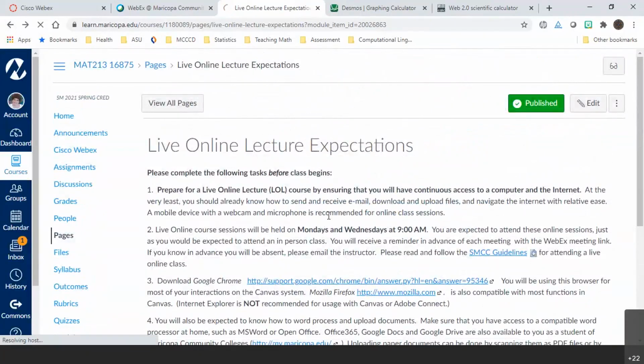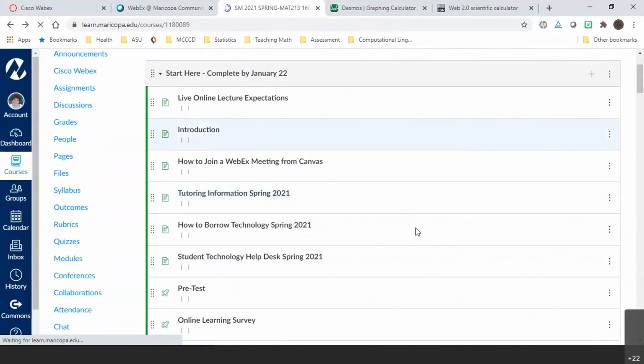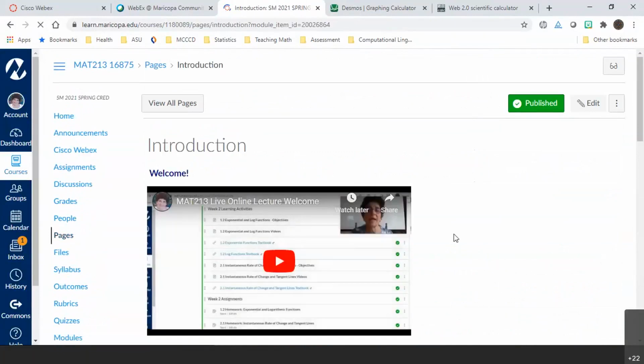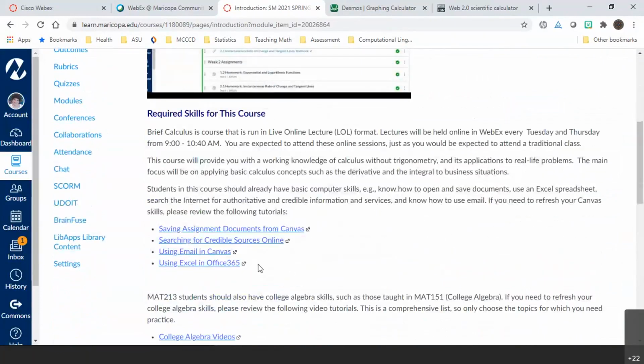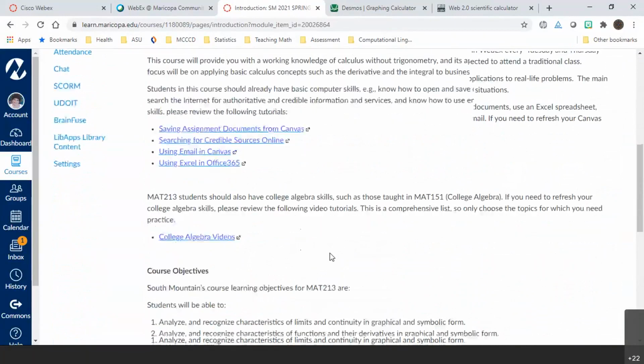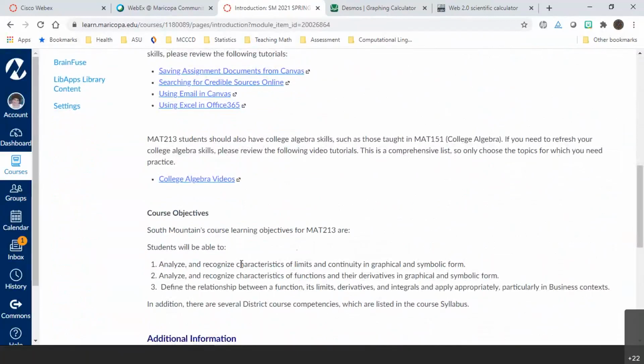Okay, so this tells you how to prepare and basically what technology you need to have working. There's an introduction, and that tells you there's a little video where I walk you through the course. It tells you what the required skills are, and it also has a college algebra video playlist if you want to go back and review any of that material.